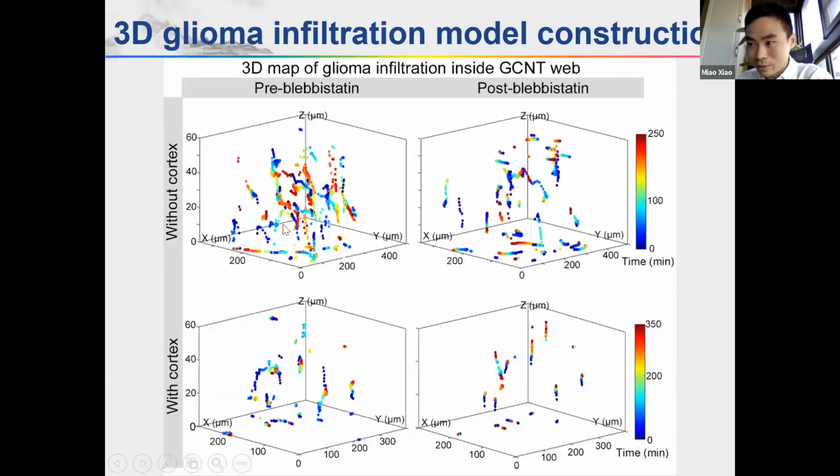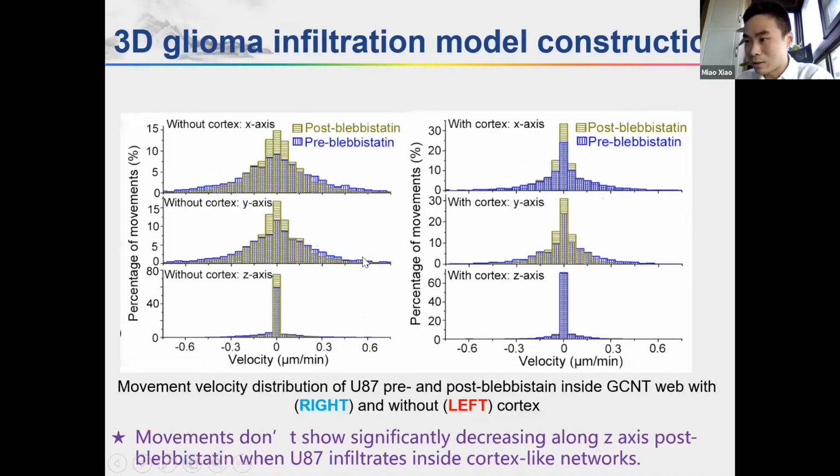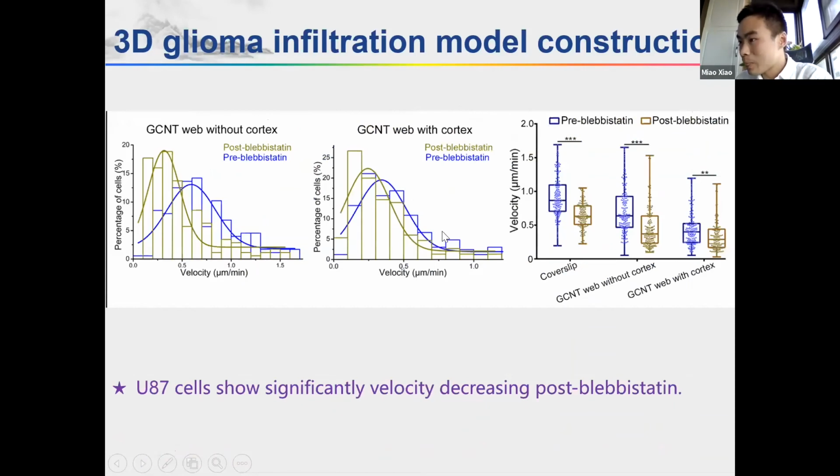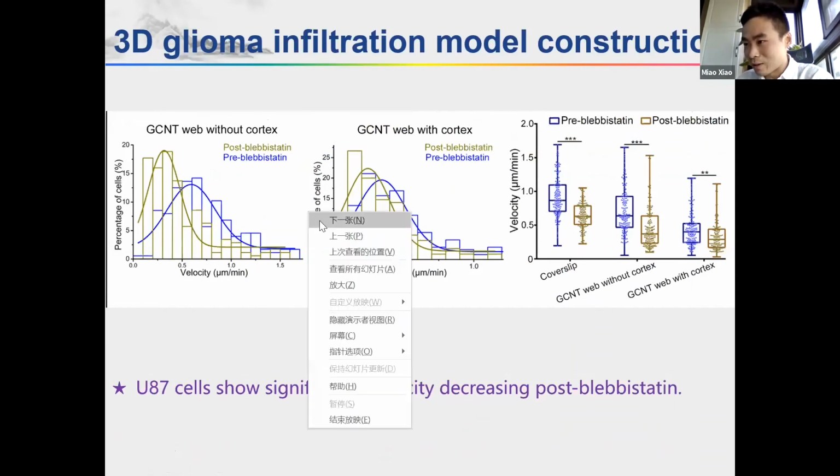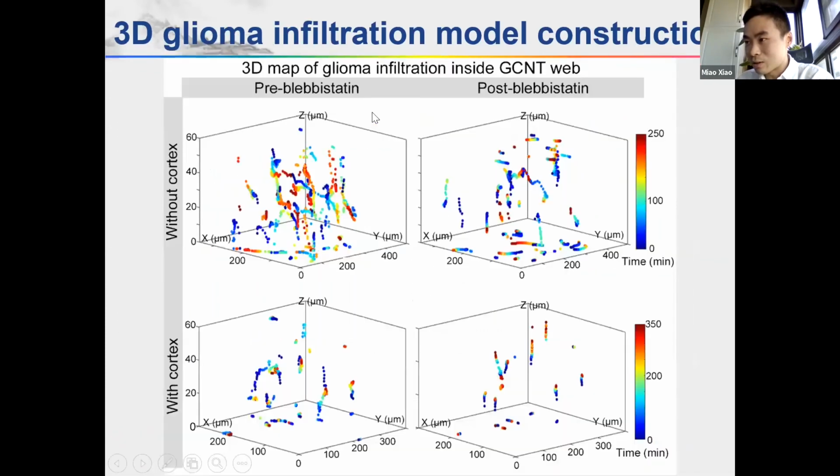Then we recover the trajectory of the cells, and we compare the velocity in every axis, and also here we try to test our model. We use one drug. The drug's name is bilobistine. This kind of drug has been proved to block the motion of the glioma. So it can block the motion of U87. So then we use this drug to check if it works in our model.